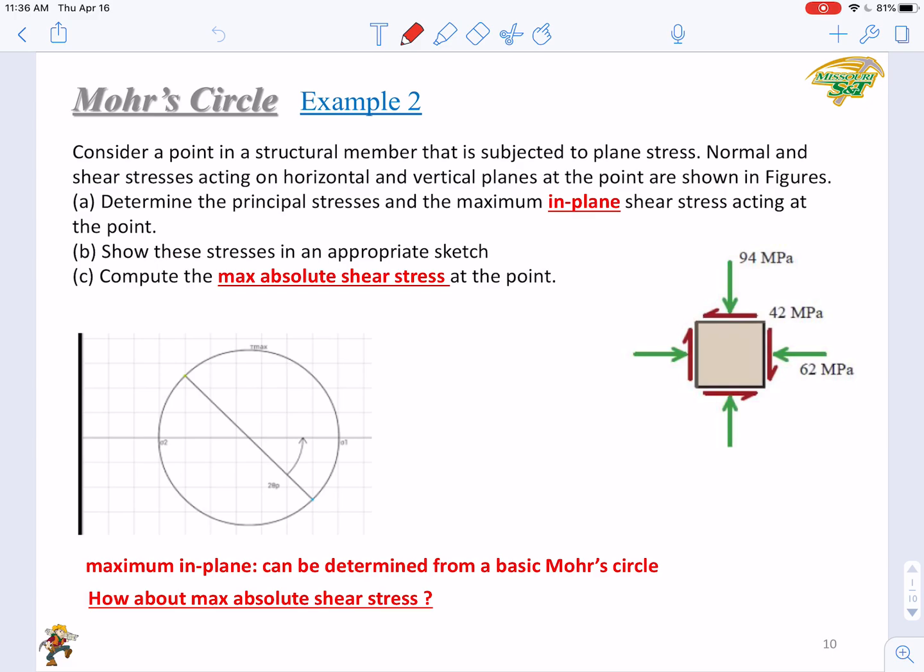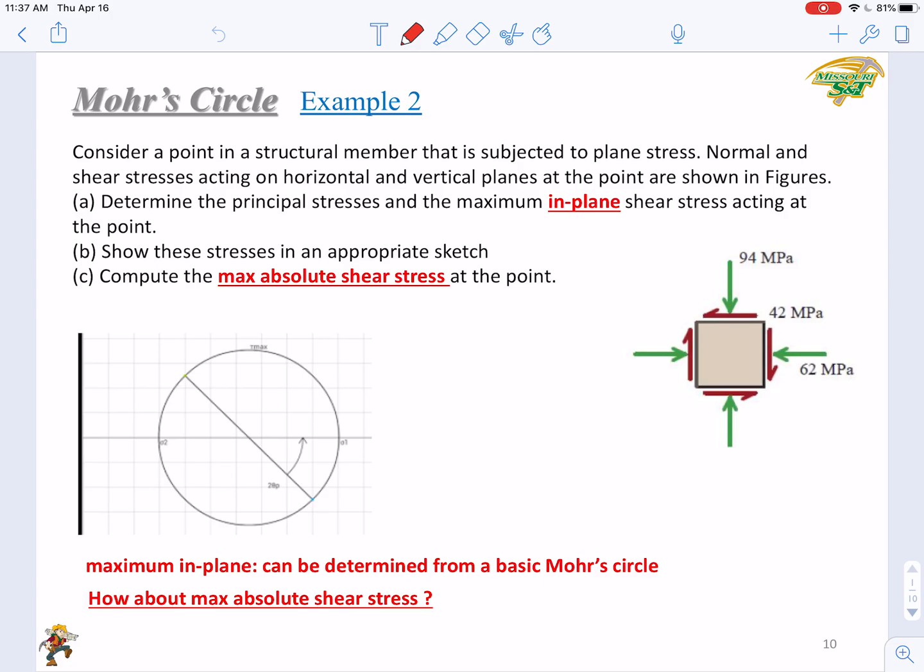Here comes a new concept called maximum absolute shear stress. What does that mean? Okay. To determine the in-plane stress, we can just use a basic Mohr circle, one Mohr circle, like what we did in example 1. You can solve the problem. But how about maximum absolute shear stress, meaning that although you do not have stress along z direction, you may have a larger shear stress out of the xy plane.